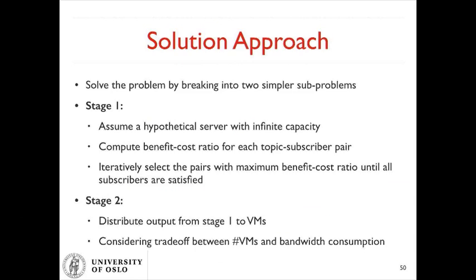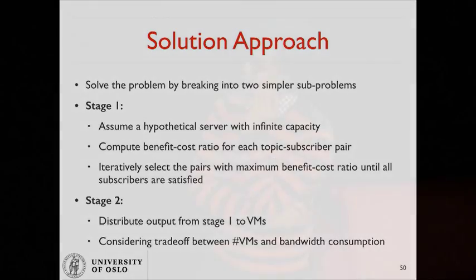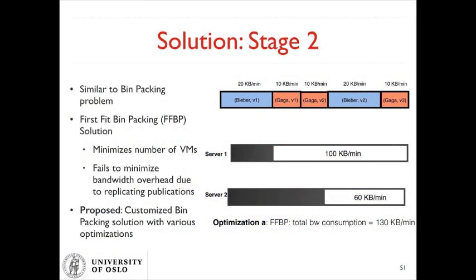So we solve the problem by dividing it into two stages. In the first stage, we assume there is a single server with infinite capacity and try to select as many topic subscriber pairs in such a way that the total cost is minimized and meet the satisfaction of all the subscribers. So if we have an optimal solution for this problem, this is the absolute minimum cost that is required to meet the satisfaction of all the subscribers. And in the second stage, we simply distribute this load. The second stage is the more interesting part.